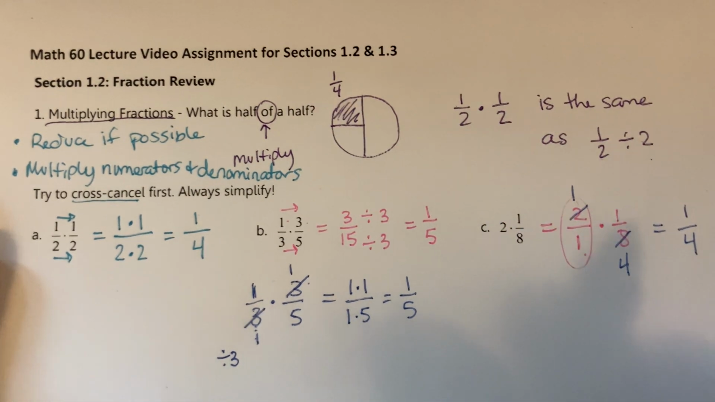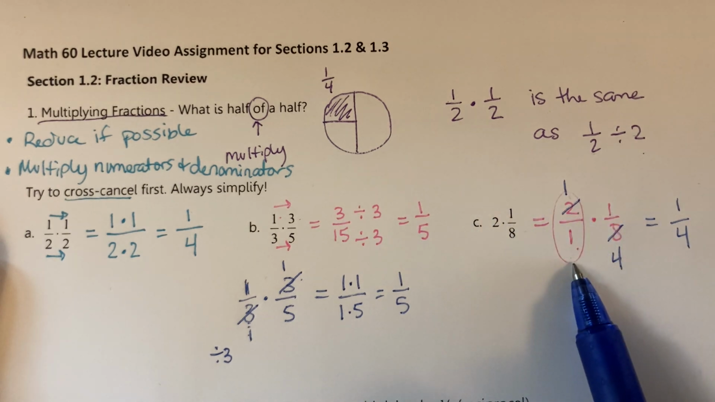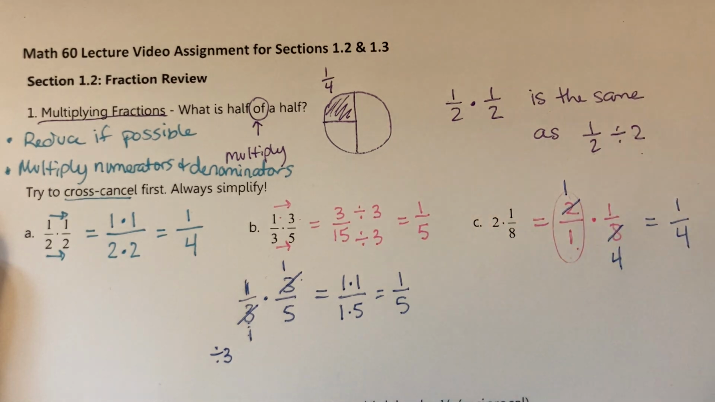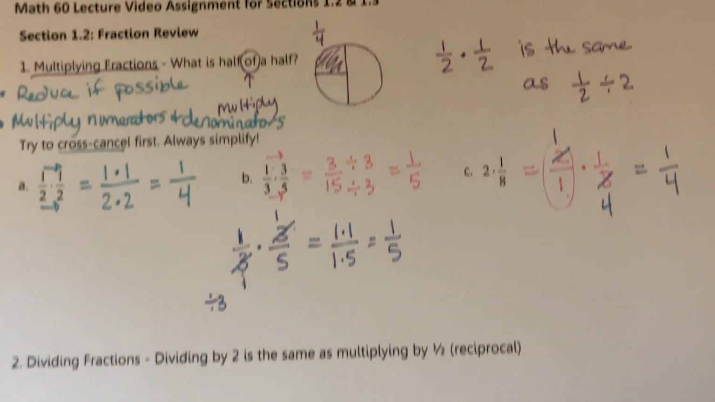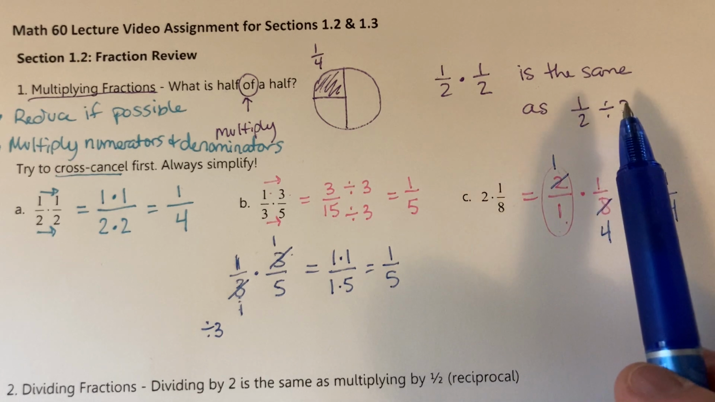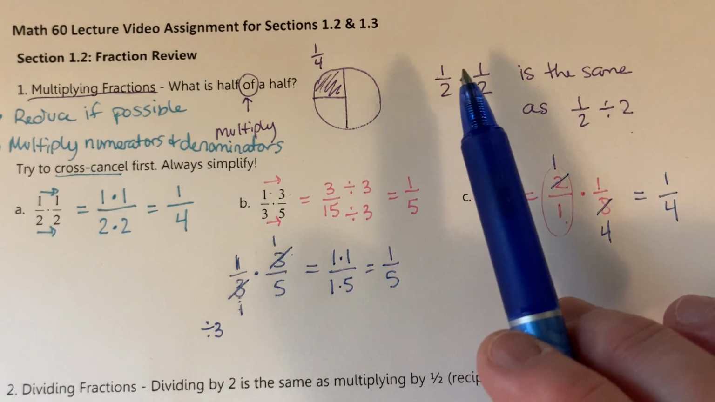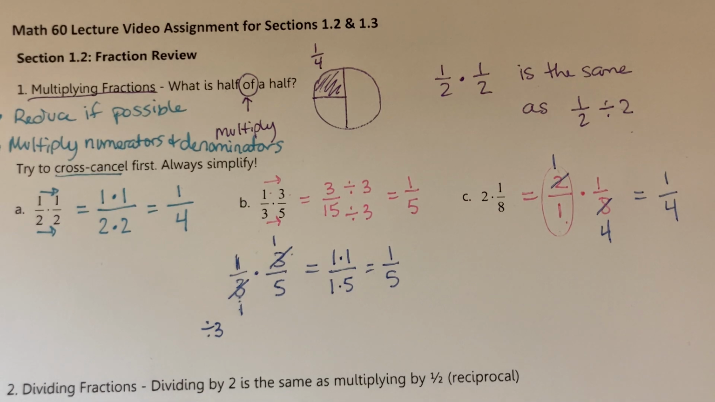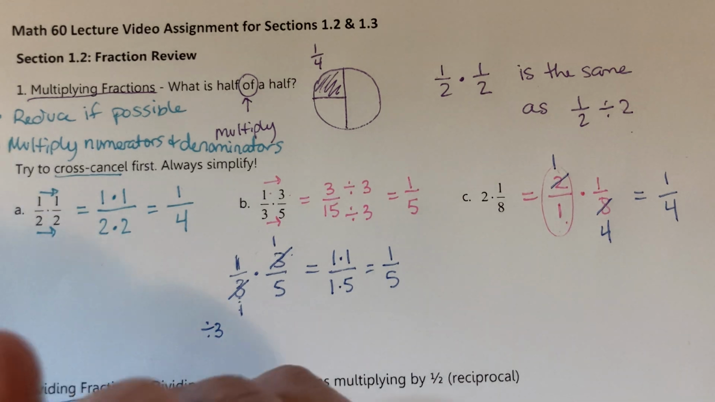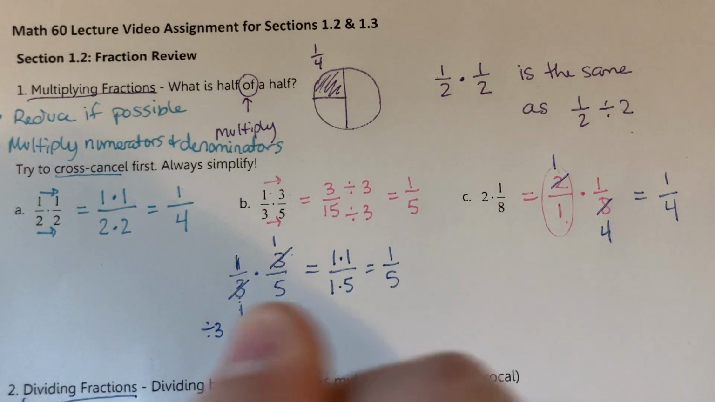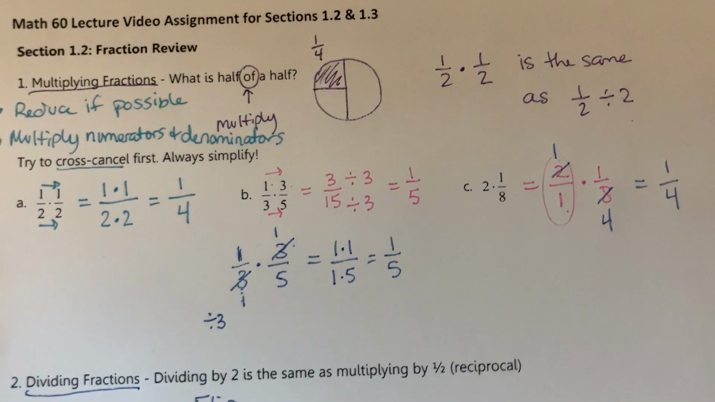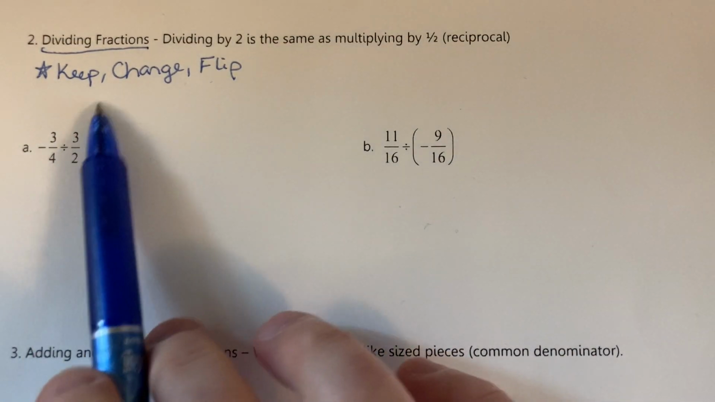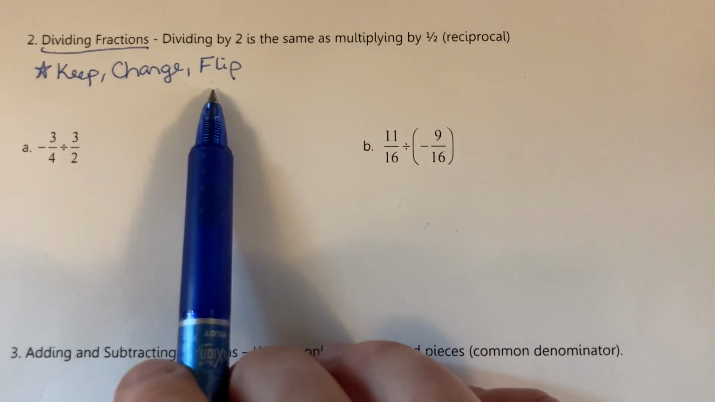So there's a couple things that we did there, right? Putting the whole number over 1 and then reducing before we multiply. All right, let's try dividing fractions, because as we saw in this first example, dividing a fraction is the same as a multiplication. And so that's always what we're going to be doing when we're dividing fractions. One way I've learned how to teach it is keep, change, flip. But there are other ways you might have learned in your past math classes.